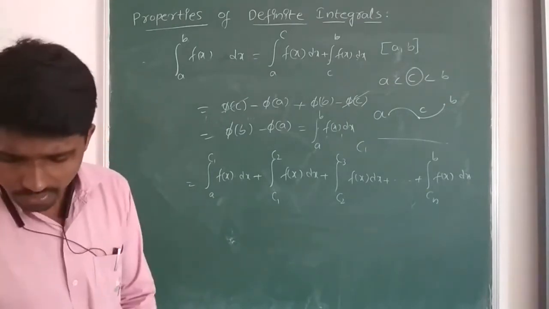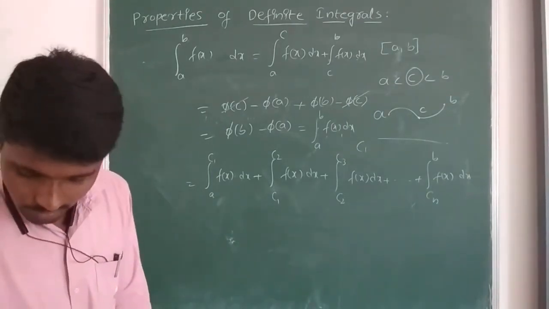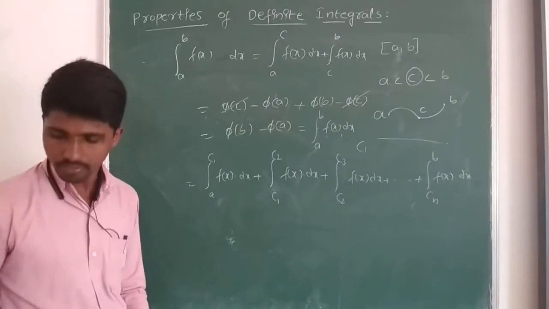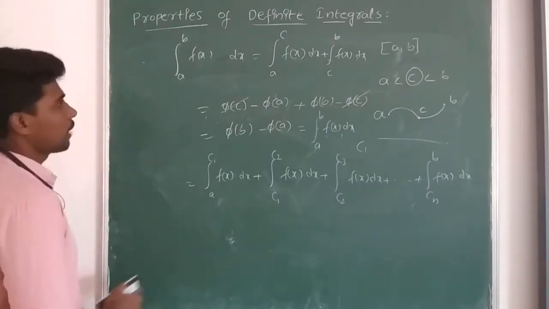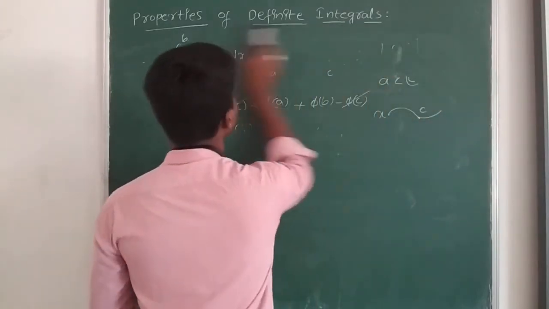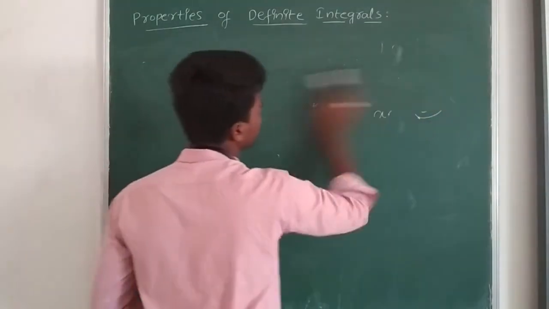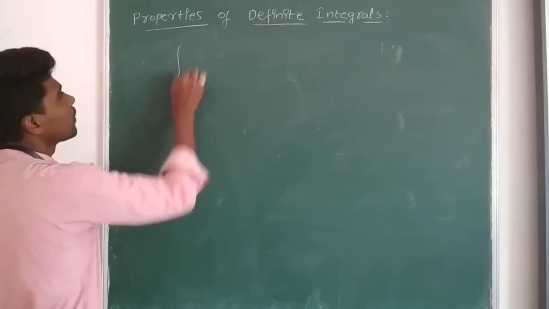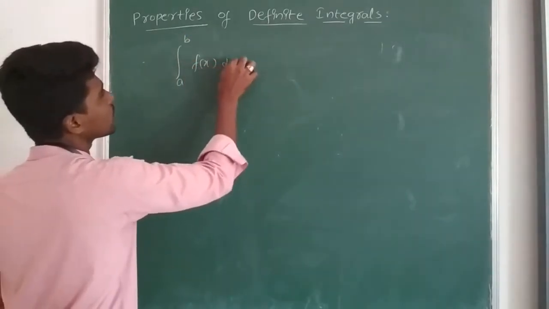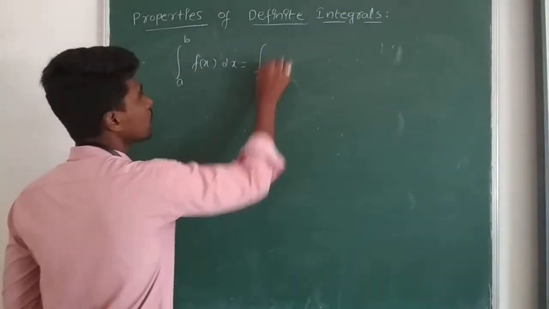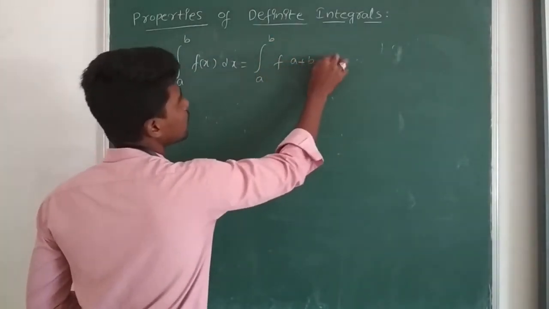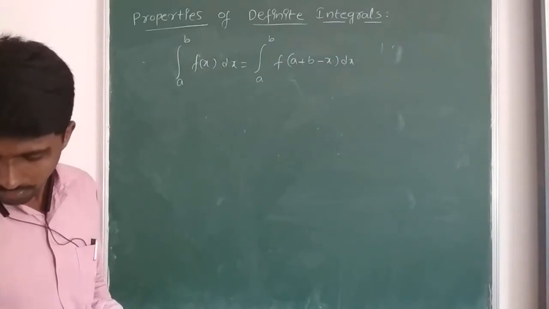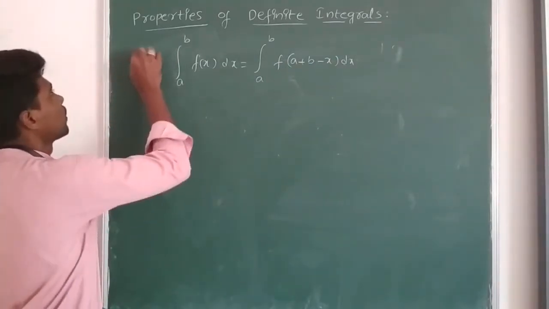After this, the next property: integral a to b f of x dx can be written as integral a to b f of a plus b minus x dx. This is property number 4.